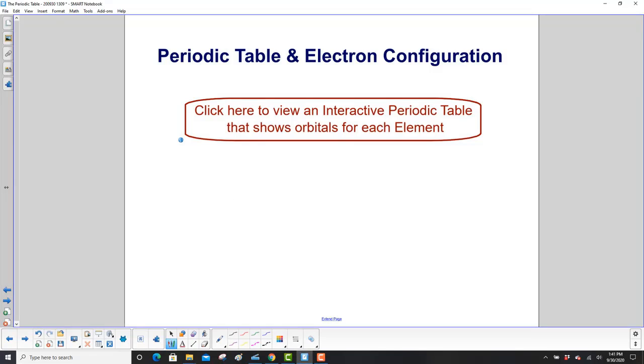So you can click here to view an interactive periodic table that shows the orbitals for each element.